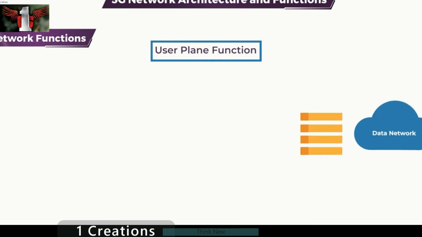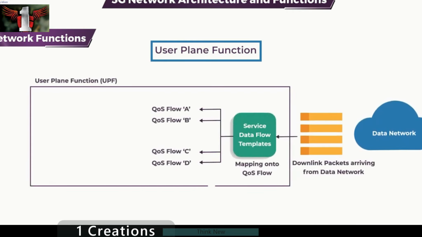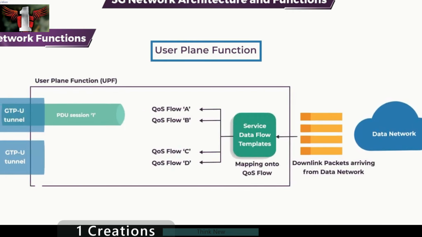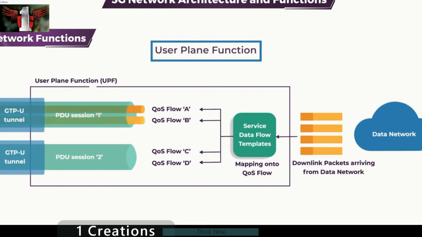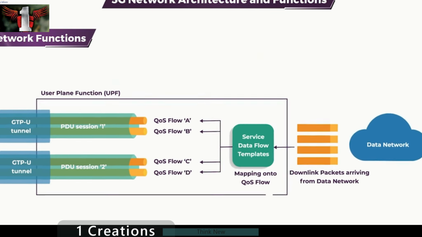Here I conclude this plane function, UPF. The user plane function is responsible for routing and forwarding user plane packets between the base station and the external data network. When compared to 4G core, it performs the role of SGW and PGW.